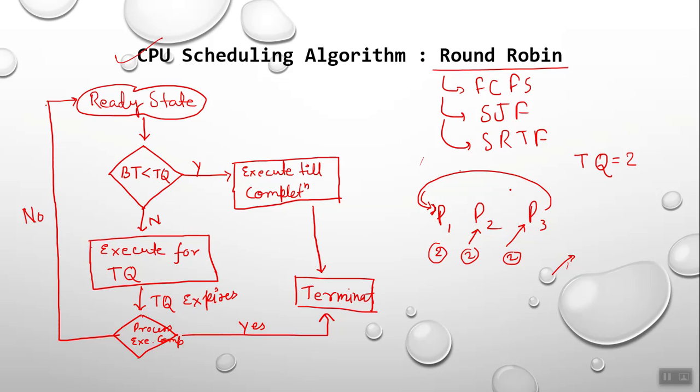So this is the basic concept of this algorithm, and you can see the flow chart of it. This is the ready state. If the burst time is less than the time quantum, it executes till completion. Suppose the time quantum is 2 and the burst time of a process is 1. It will execute completely and then the process terminates. And if not, it executes for the time quantum, so it gets 2 units of time, and then it goes again for rescheduling.